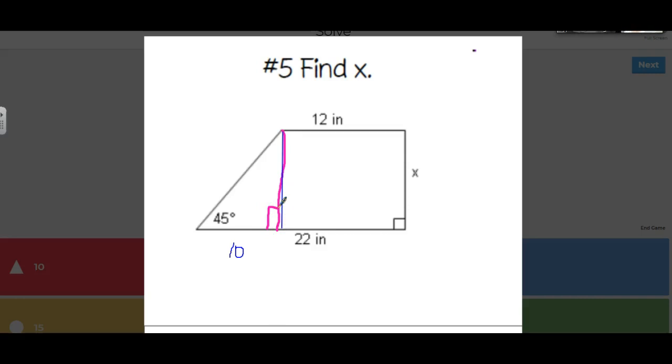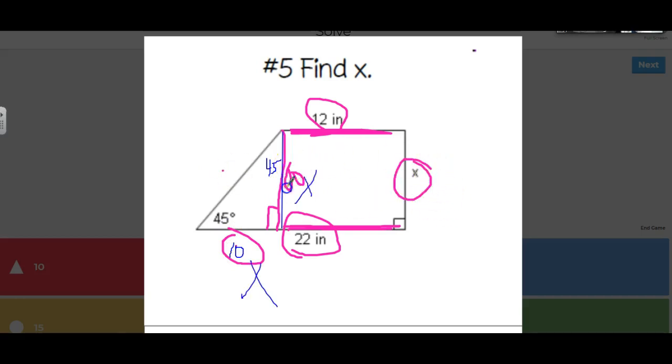Now, when we draw that altitude, I'm using the word altitude because it hits the opposite side at 90 degrees, we create a 45, 45, 90 triangle. You need to do 22 minus 12 because that 12 segment is congruent to this segment, and we're left with 10. So it's 10, 10, 10 root 2, except we didn't need the hypotenuse. It was just asking for x.